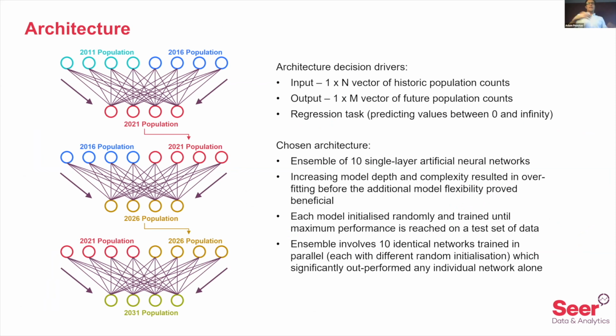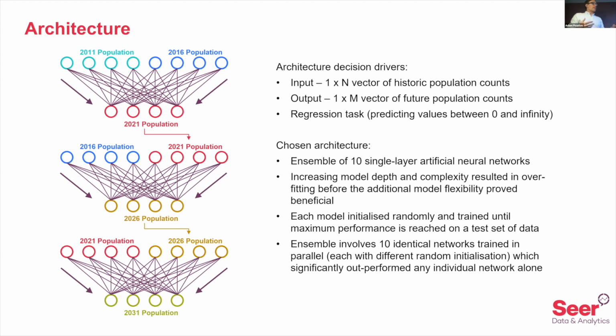Each one of those networks takes the past 2 years' worth of census counts by age and sex, if you like, as the input to that model. And then what it outputs is the count by age and sex for the following census year. So it'll take 2011 and 2016 and output 2021.